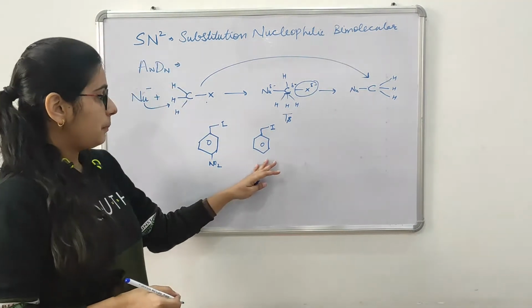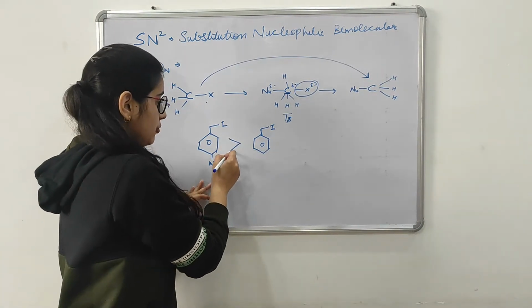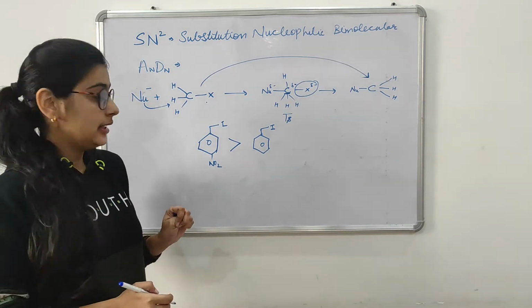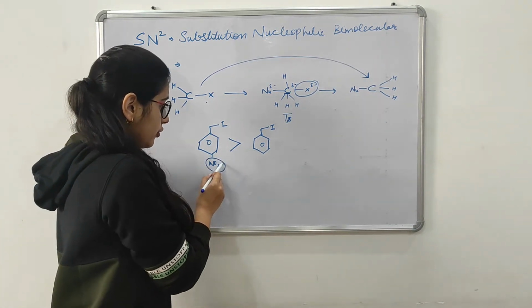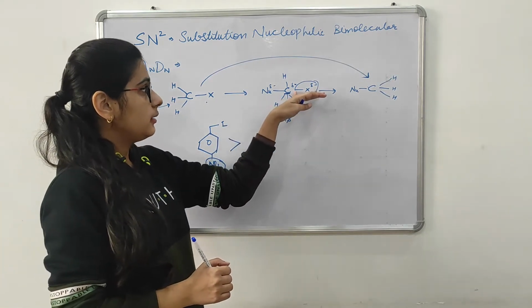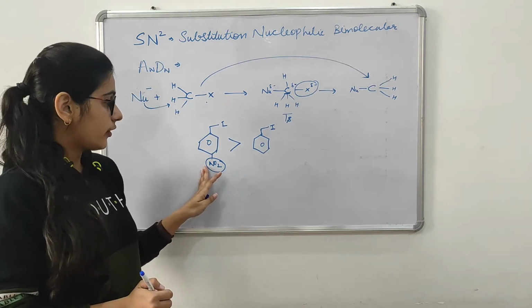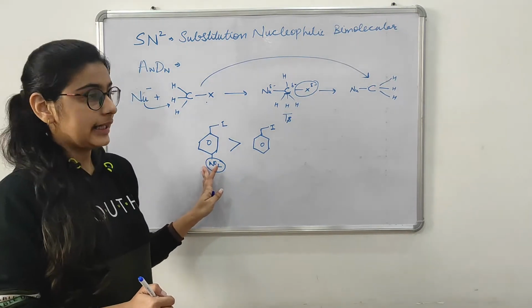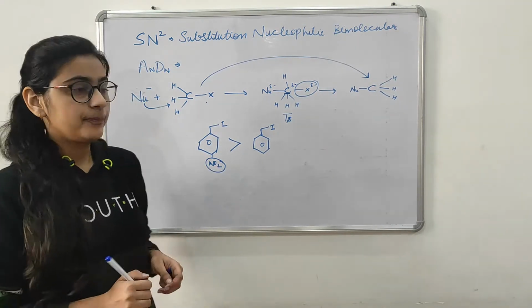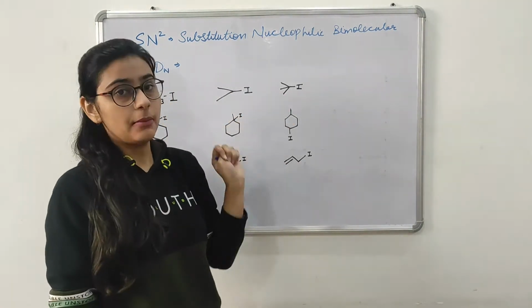Here we have to compare the rate of SN2 reaction. So in this compound, SN2 will be faster as electron withdrawing group is attached at the para position. As carbon attains partial negative charge in the transition state, so electron withdrawing group will increase the rate of the reaction. Here we have to compare the rate of reaction of these compounds.